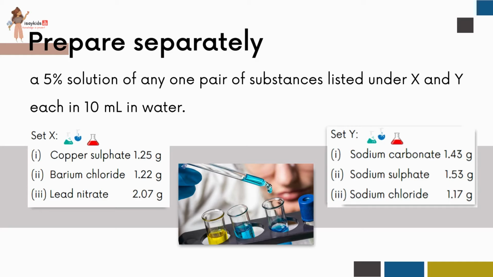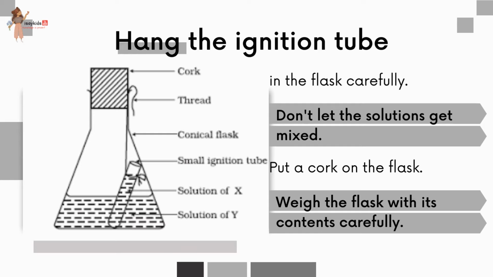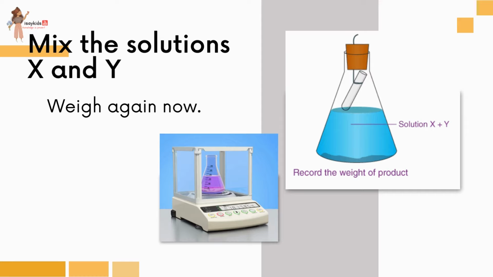Now prepare separately a 5% solution of any one pair of substances listed under X and Y, each in 10 ml of water. Take a little amount of solution of Y in a conical flask and some solution of X in an ignition tube. Hang the ignition tube in the flask carefully. See that the solutions do not get mixed. Now put a cork on the flask. Now weigh the flask with its contents carefully. Now tilt and swirl the flask so that the solutions X and Y get mixed. Weigh them again.